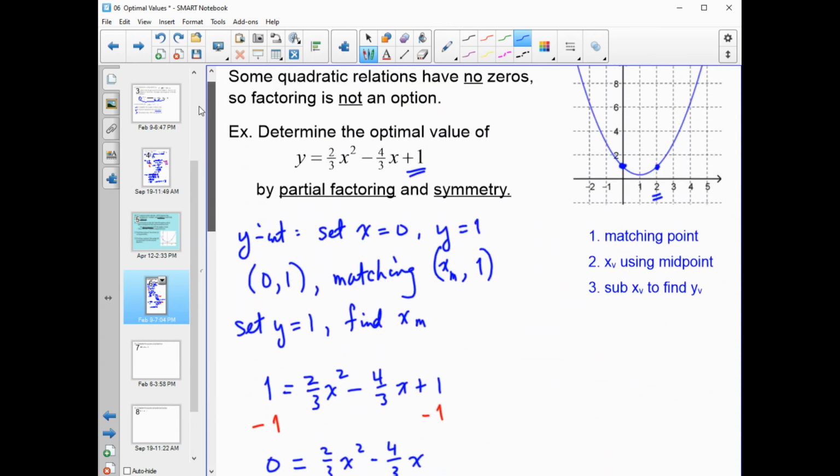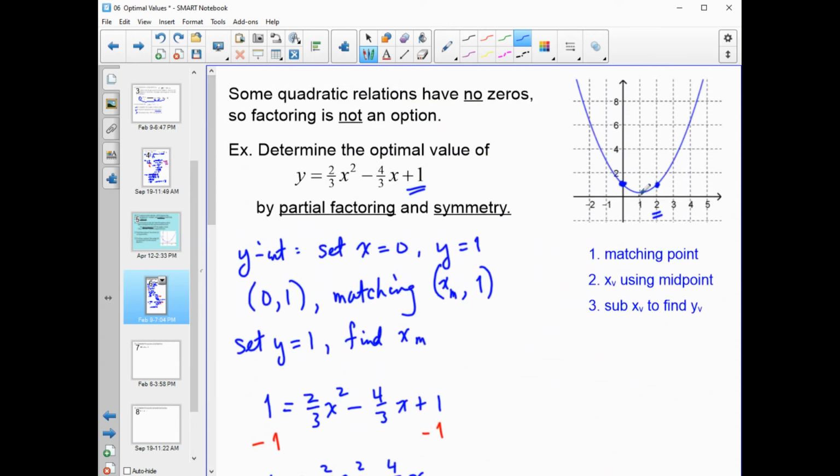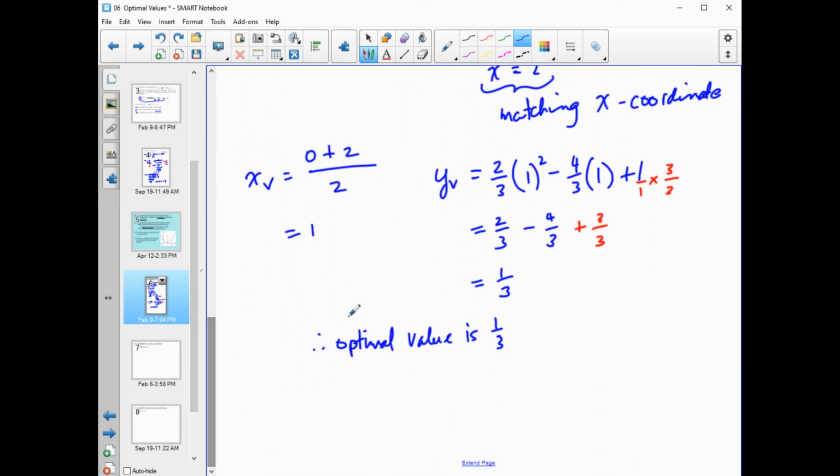And let's go up and take a look at our graph. Since it was provided, does 1/3 make sense with the scale here? We wouldn't be able to reliably read that from this, but 1/3 seems to make sense. And that would be, in this case, a minimum. Now, the question didn't ask for this, but I'm just pointing it out to you.